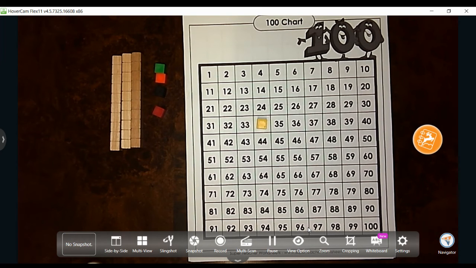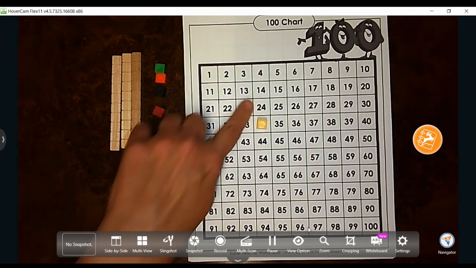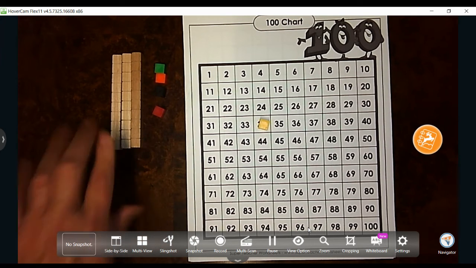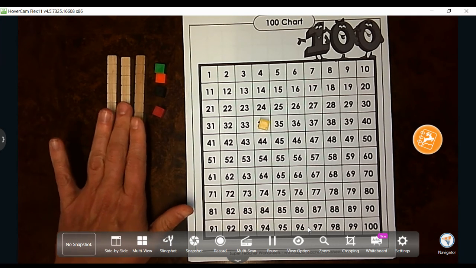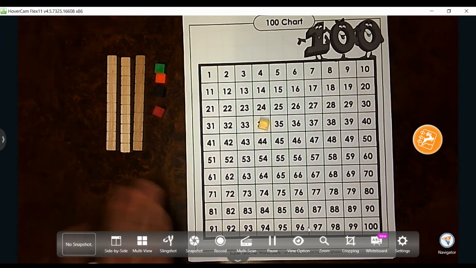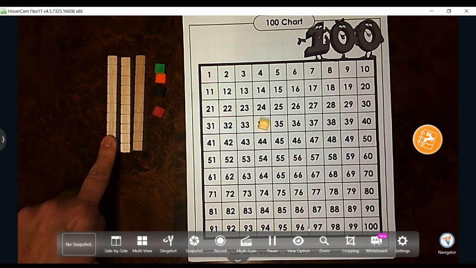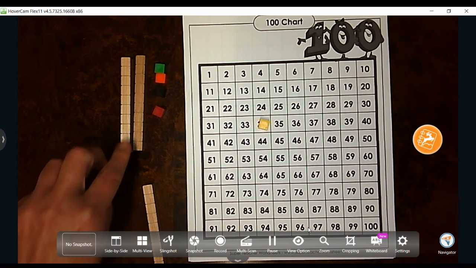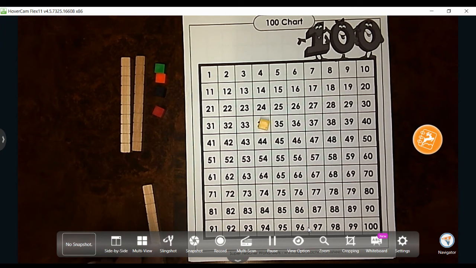Same thing if I ask what is 10 less than any given number. Yes, they could look and see this is 24, but have them explain it to you. And if you don't have these at home, that's okay. You can use toothpicks or Q-tips, or you can just draw lines. 10 less would be 24 because 20 is 10 less than 30. Have them explain to you why that is.